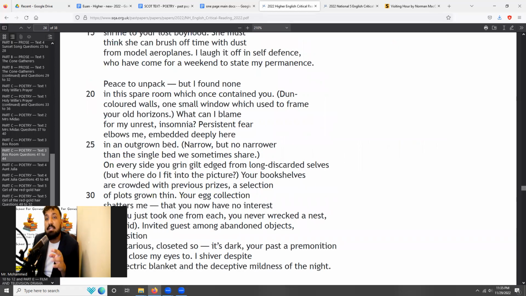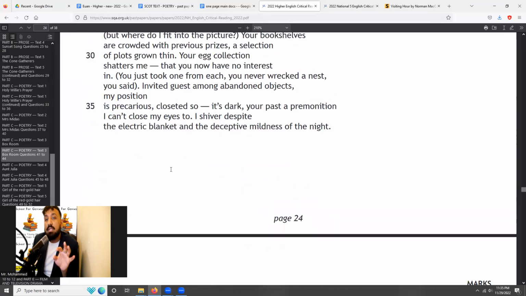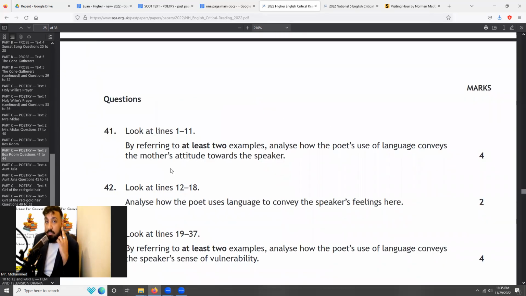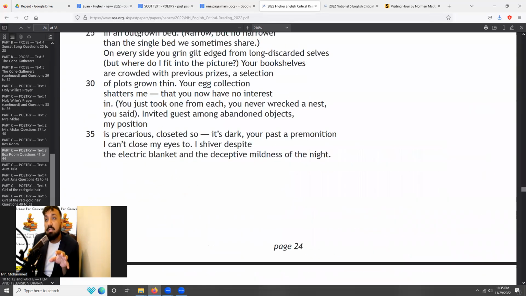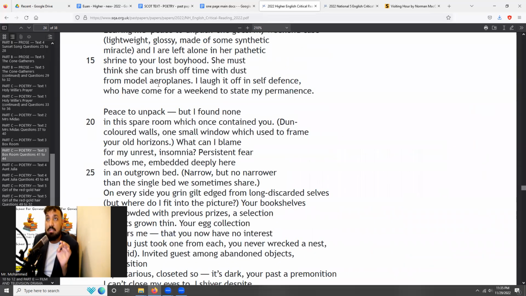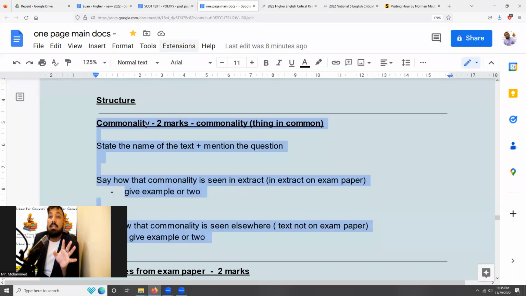How do you see that commonality in the part of the text on the exam paper? And how do you see that in the other poem that you've got in your mind, the poem that's not on here, the short story that is not on here? Now, in terms of the structure, in terms of the way you do it, that was just to give you an idea of what you're doing.